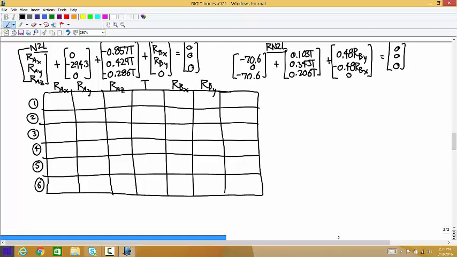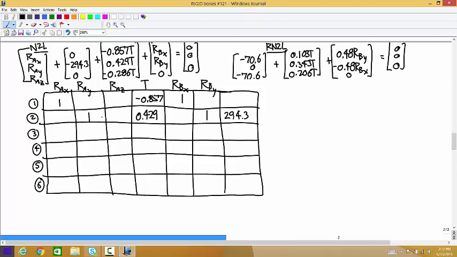All right, so equation 1 says RAX1, T negative 0.857, RBX1, everything else is 0. Second equation says RAY1, T 0.429, RBY1, constant 294.3.